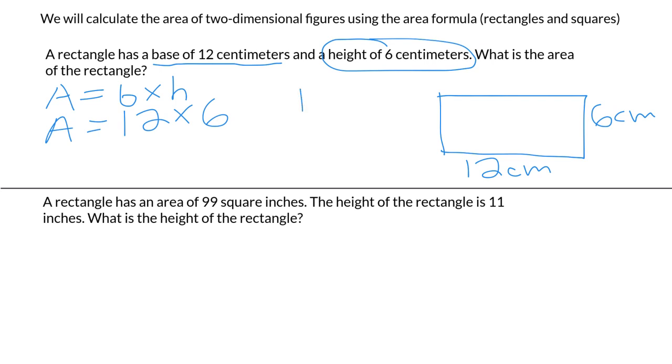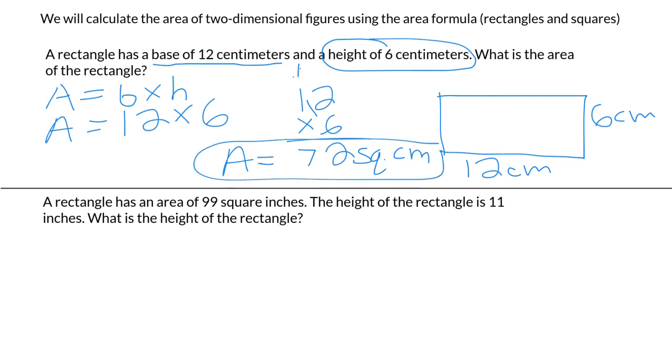I'm going to real quick do the standard algorithm over here. 12 times 6. I know that 2 times 6 is 12. That's 6 times 1 here is 6 plus 1 is 7. That means that our area is equal to 72 square, we use SQ, centimeters. I'm going to circle my answer.